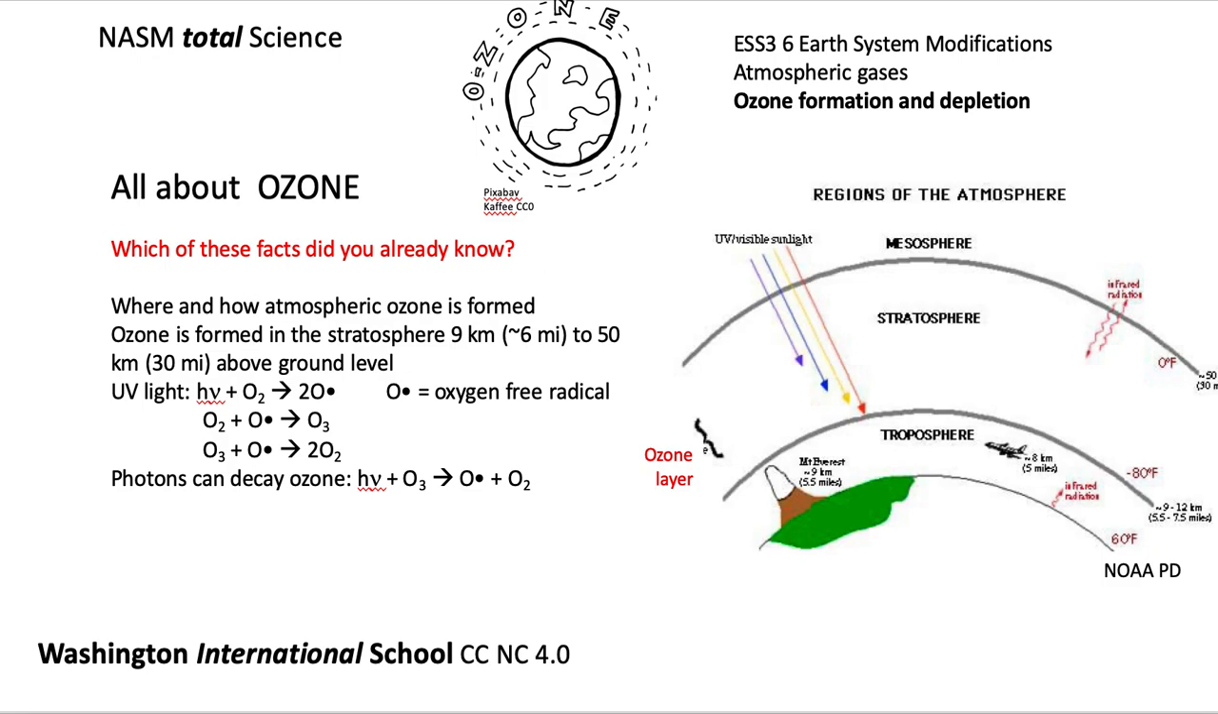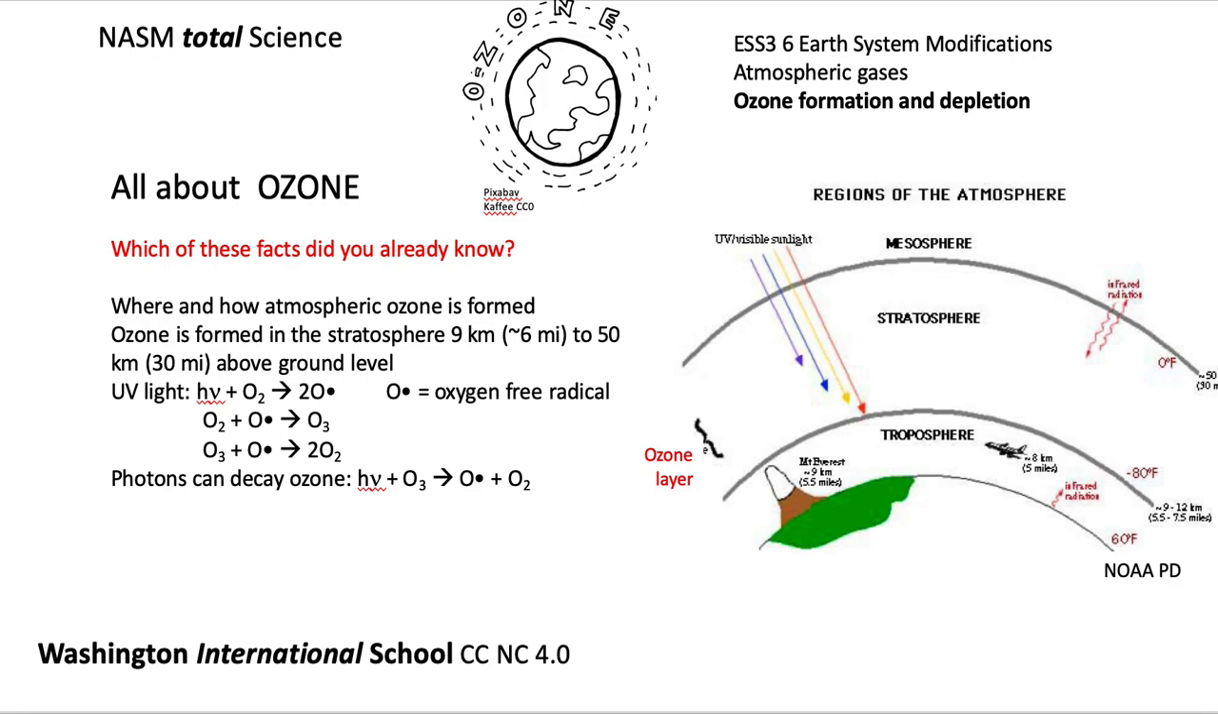So the ozone itself probably goes from about 12 to 16 kilometers above ground level, and it's actually formed by UV light energy acting on oxygen, forming free radicals, which then react with more oxygen to give ozone. The free radicals can also react with ozone to give you oxygen back.